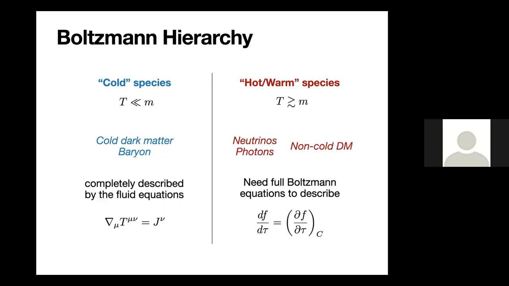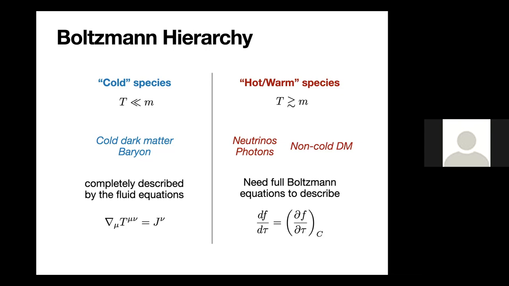So first, we need to understand why we need to use the Boltzmann equations. The Boltzmann equations actually come from the need of describing hot and warm species in the universe. Normally, when you describe cold species, when the temperature is smaller than the particle mass of the species, examples of this being cold dark matter and baryons, the system is completely described by the fluid equations. That is the familiar ∇_μ T^μν = J^ν.